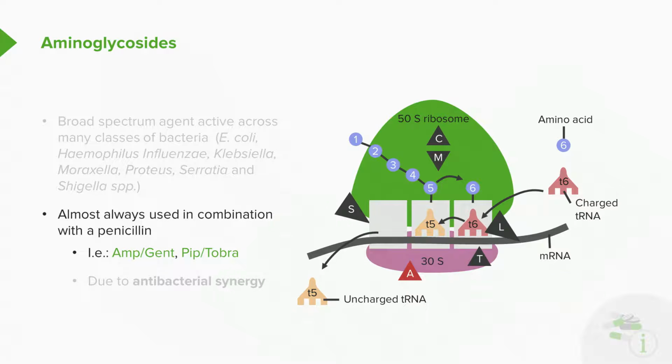They are almost always used in combination with the penicillin. So there's kind of like this pairing, this husband and wife kind of team that we like. Ampicillin always seems to go with gentamicin and piperacillin seems to go with tobramycin. They work very well together. Ampicillin is more broad spectrum. Gentamicin is more broad spectrum. So we use that in more of a broad spectrum kind of situation. Pip/Tobra is used more in gram-negative disease.